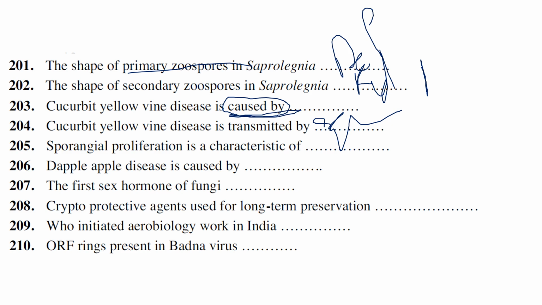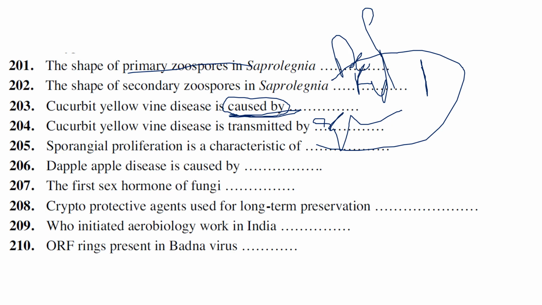The next one: sporangial proliferation is a characteristic feature of Saprolegnia. Saprolegnia has a couple of special features: diplanetism or dimorphism, producing two kinds of zoospores, primary and secondary, and sporangial proliferation. For more information, we have published in detail about Saprolegniales and Saprolegnia in the mycology section. You may refer to it.